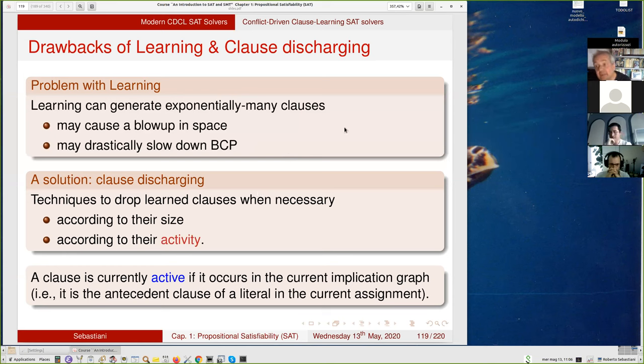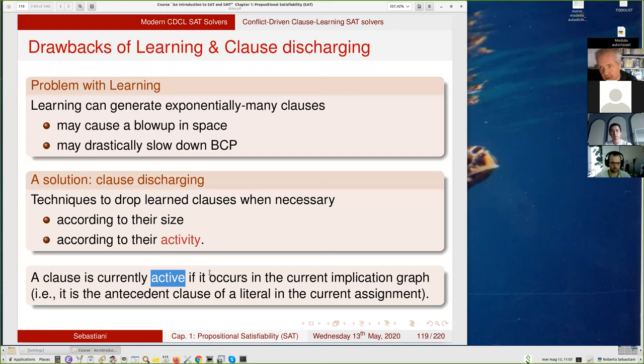Okay, and they are based on the following definition. A clause is active if it is occurring in the current implication graph. That is, if it is the antecedent clause of a literal in the current assignment. By a clause here, of course, I mean a learned clause, right? So, obviously, you cannot drop the original clauses. So a clause is active if it's the justification of some literal which is currently in the truth assignment. So if there exists some literal in your current truth assignment which was unipropagated due to this clause, it's necessary to justify the presence of that literal in the truth assignment.